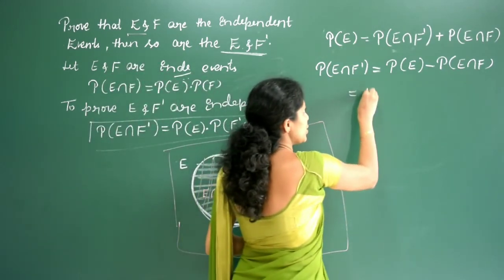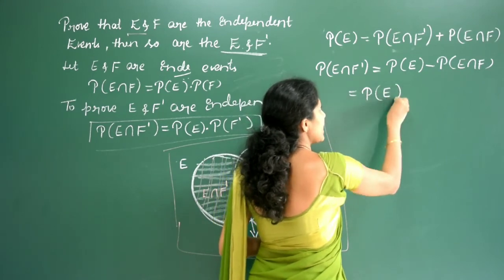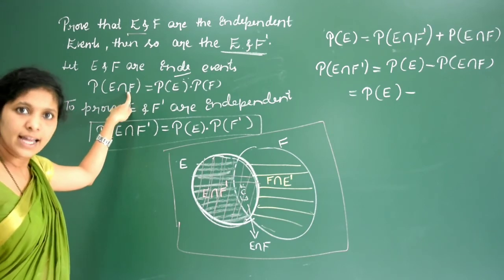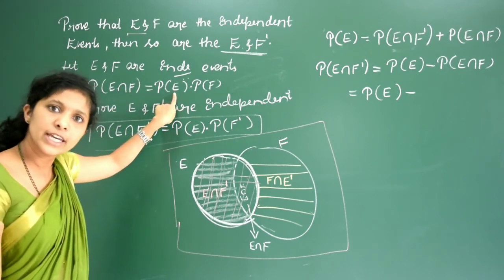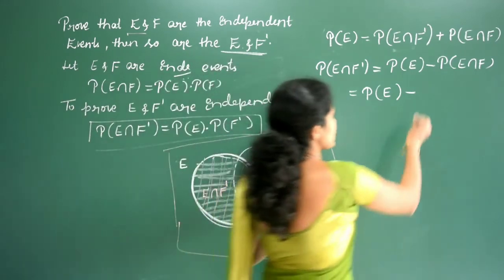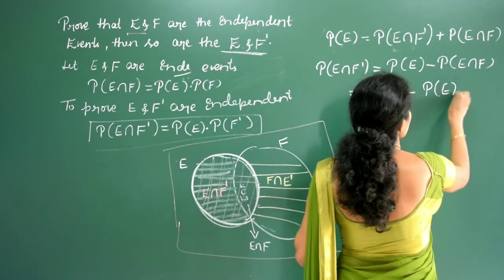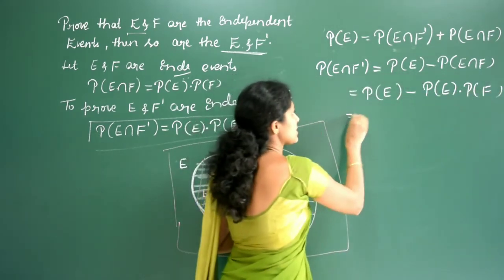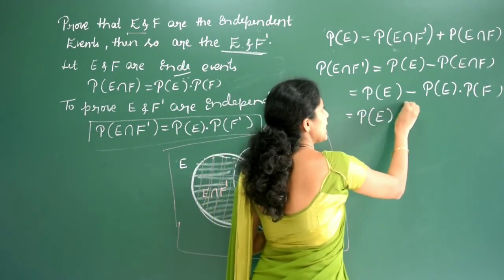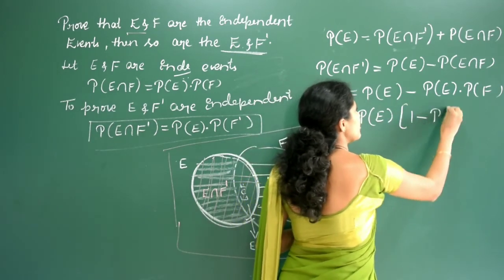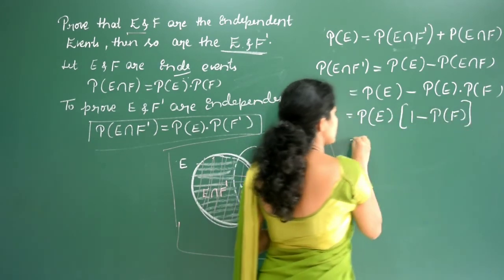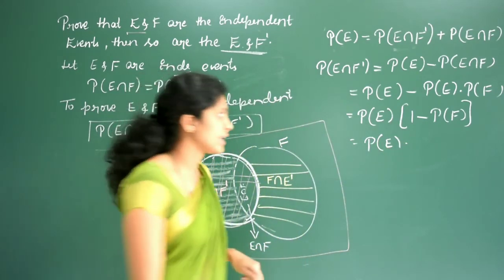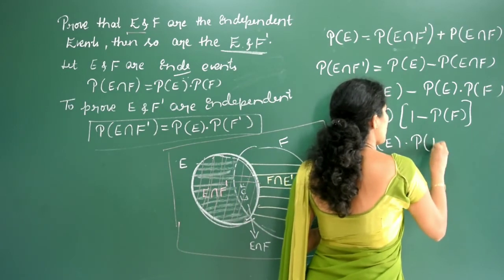So this is equal to P of E minus, what is P of E intersection F? Since those are independent, we can write P of E into P of F. Let us substitute this. Now here P of E is common, so let us take out P of E into 1 minus P of F. Can we write that as P of F dash by using a property?